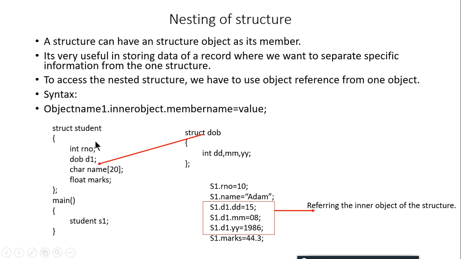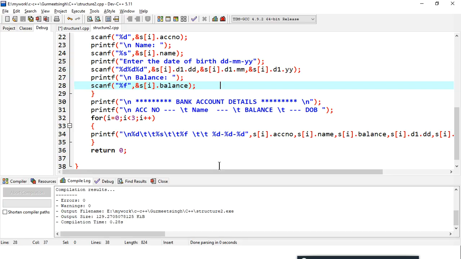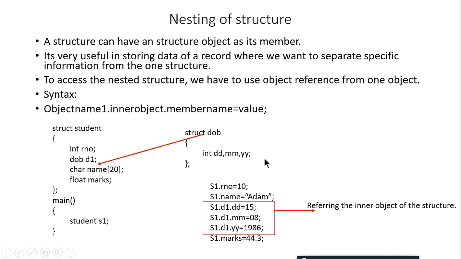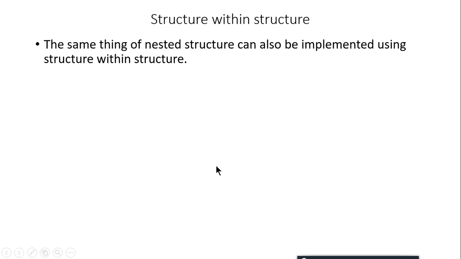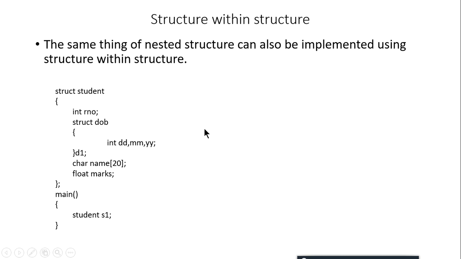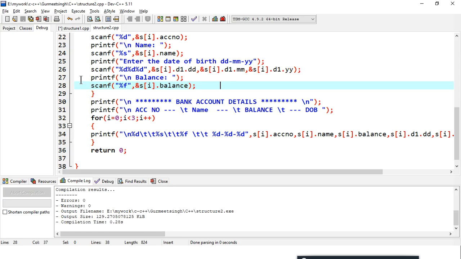When I'm accessing this student s1, I'm using s1.d1.dd. In this program I'm using s1 because I'm creating multiple accounts. Okay, so this can be done in a simple way. And the same topic, nesting of structures, can also be implemented using structure within structure. So instead of creating a structure outside the structure, you can create a structure inside as well.